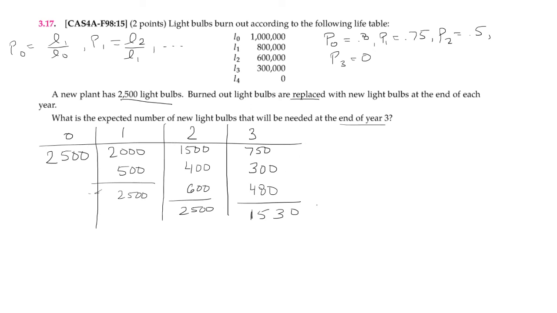Now, how many of those light bulbs will be replaced? Well, we know that there has to be 2,500 light bulbs. I'm left with 1,530 at the end of 3 years. So that's 970 light bulbs that will need to be replaced.